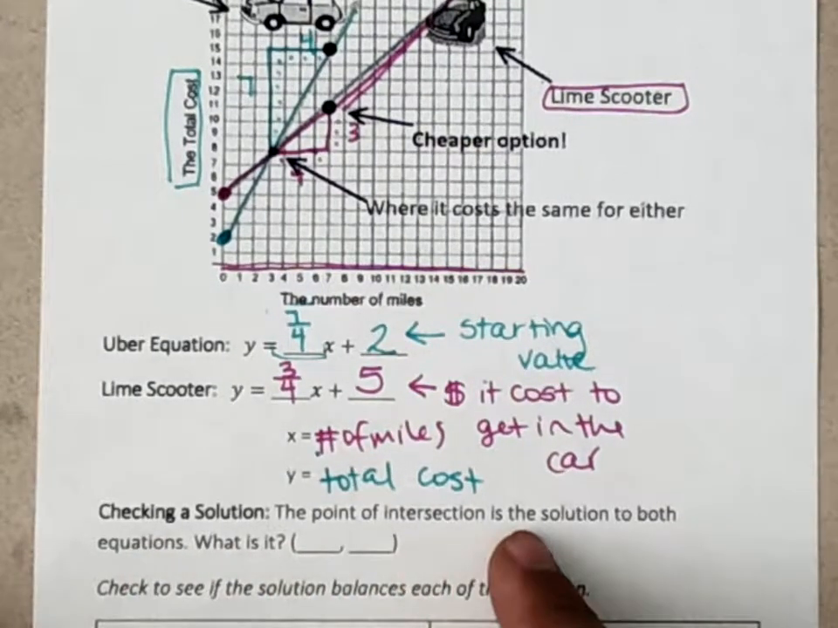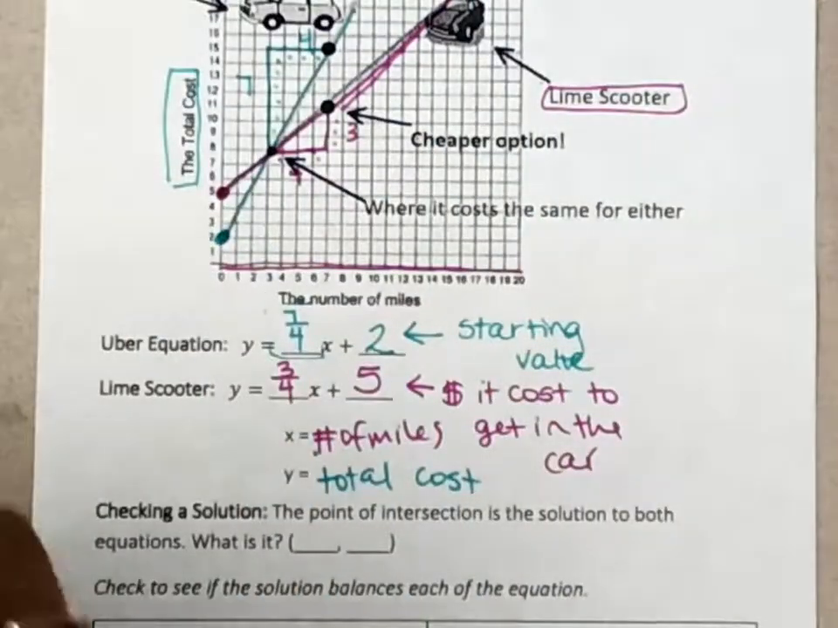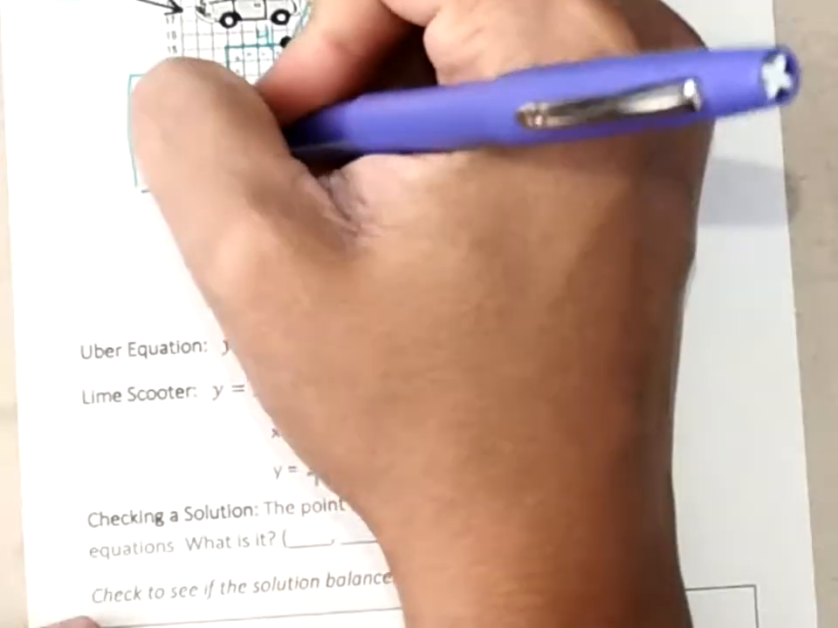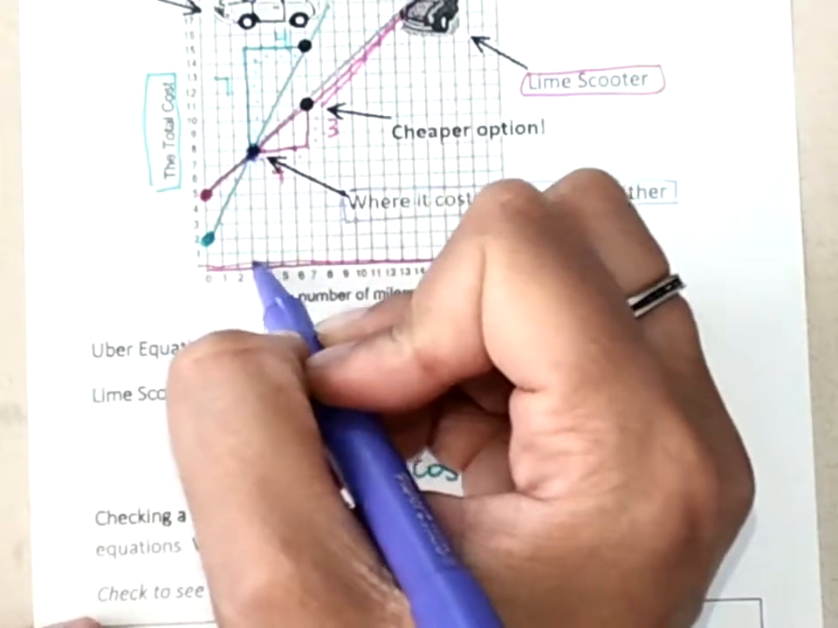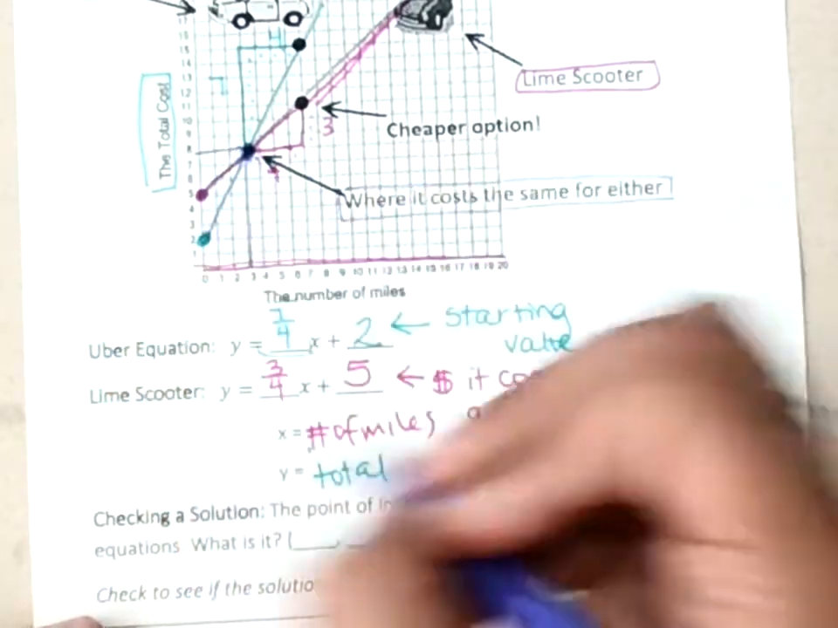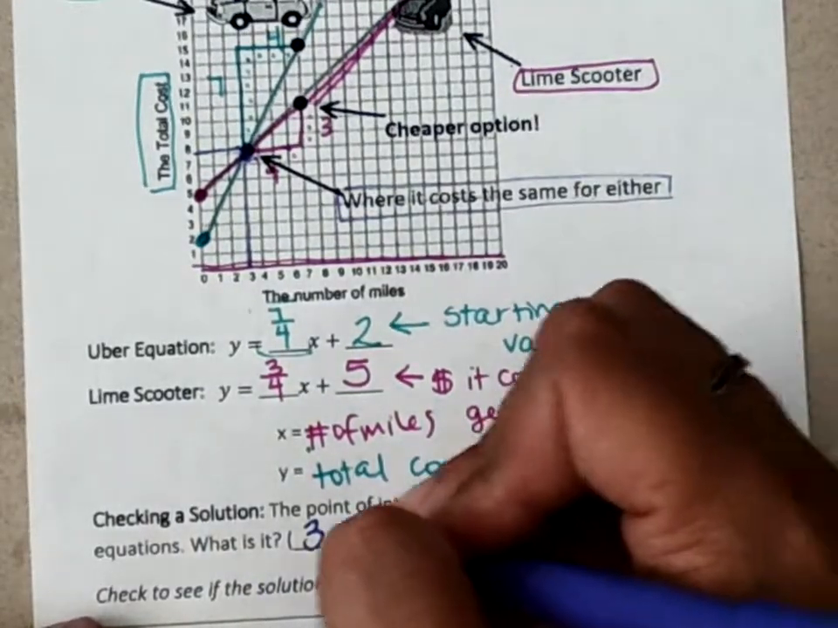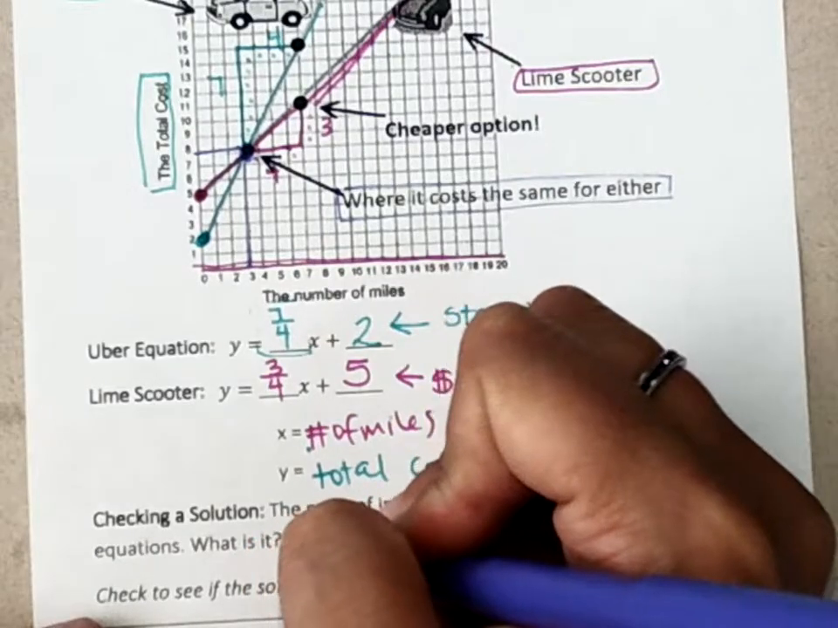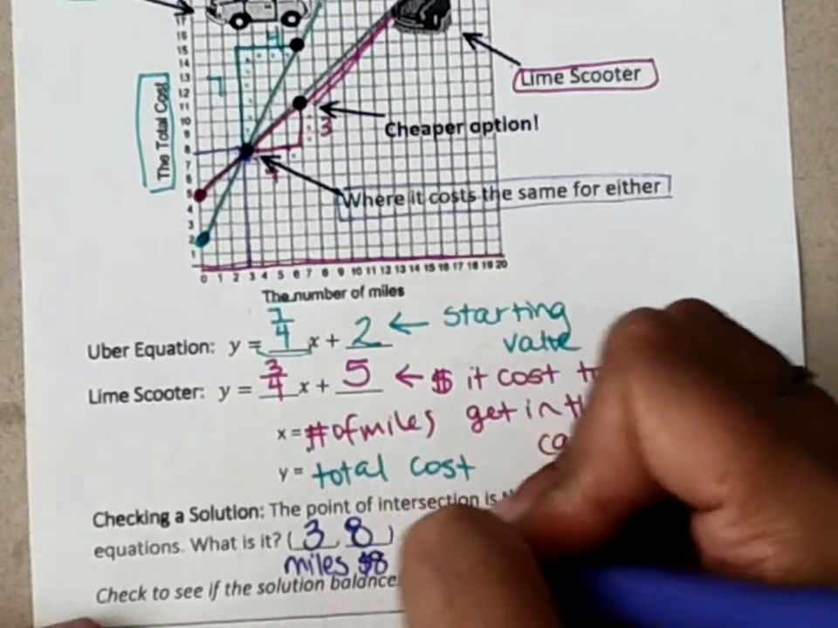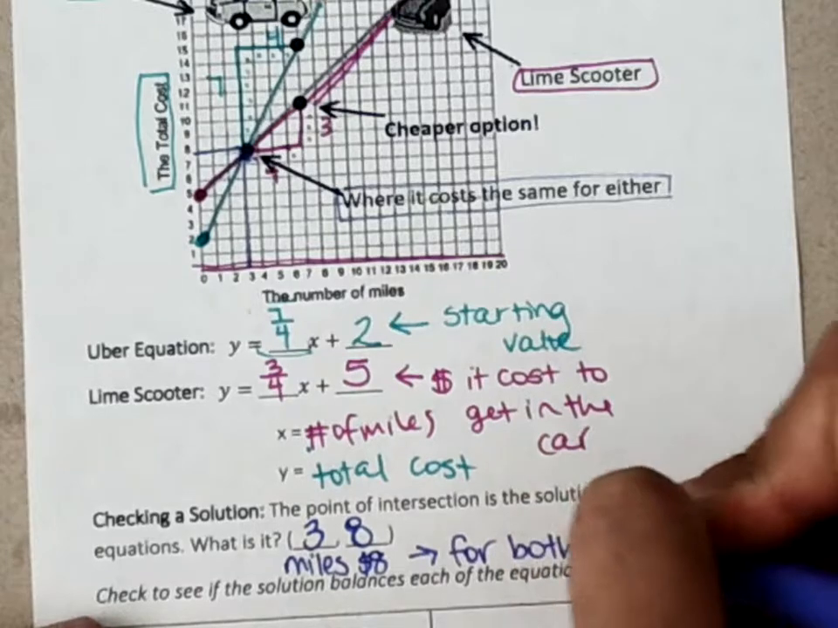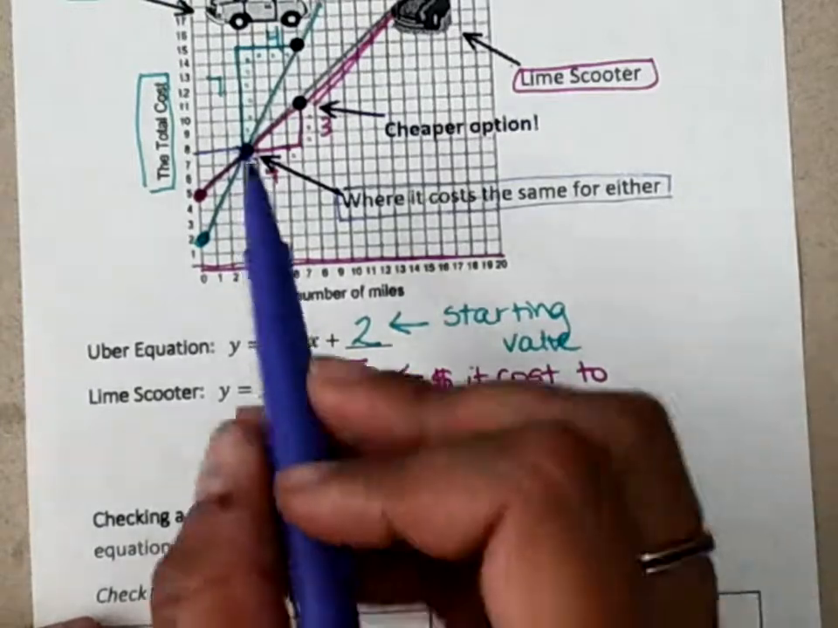The point of intersection is the solution to both of the equations. What is it? Well, our point of intersection is where the two lines cross. You'll see that it's already labeled. That point of intersection is 3,8. This means that at 3 miles, it costs $8 for both Lime and Uber, meaning at 3 miles it is the exact same cost.